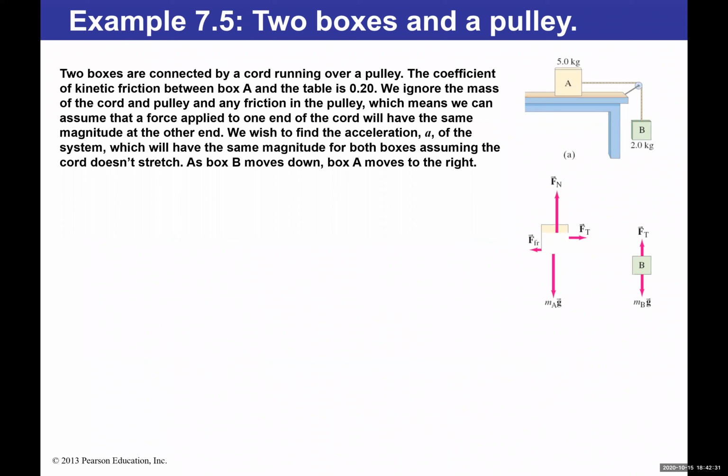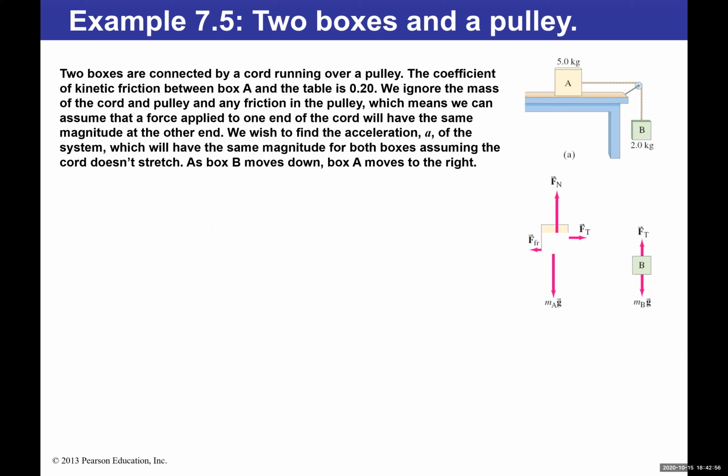Okay, so this is the one that I told you about, a standard example like this. Here I'm going to pretty much break everything down for you. You have two boxes that are connected by a cord running over a pulley. This one is a little more interesting because it has friction. The coefficient of kinetic friction between box A and the table is 0.2. We ignore the mass of the cord and pulley and any friction in the pulley, which is good.